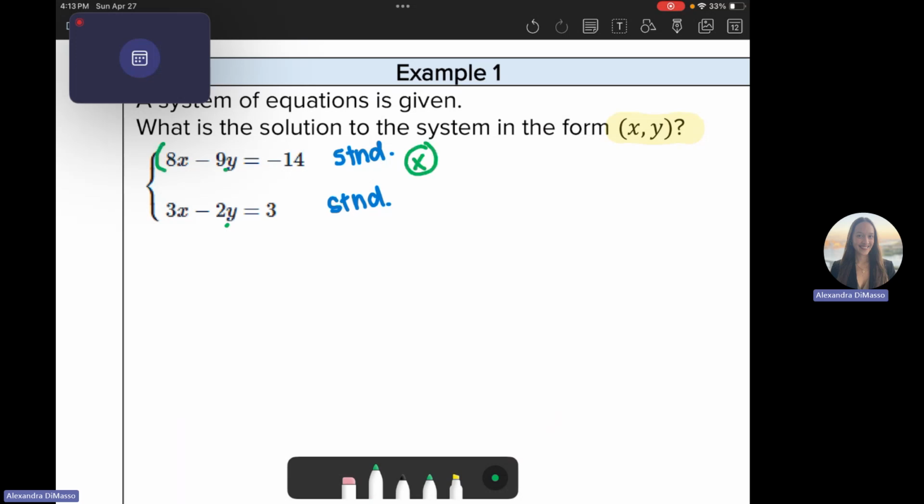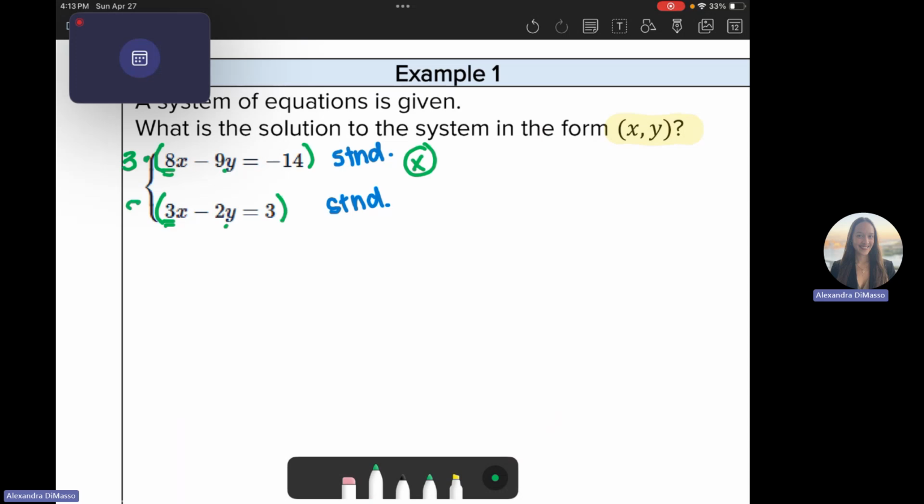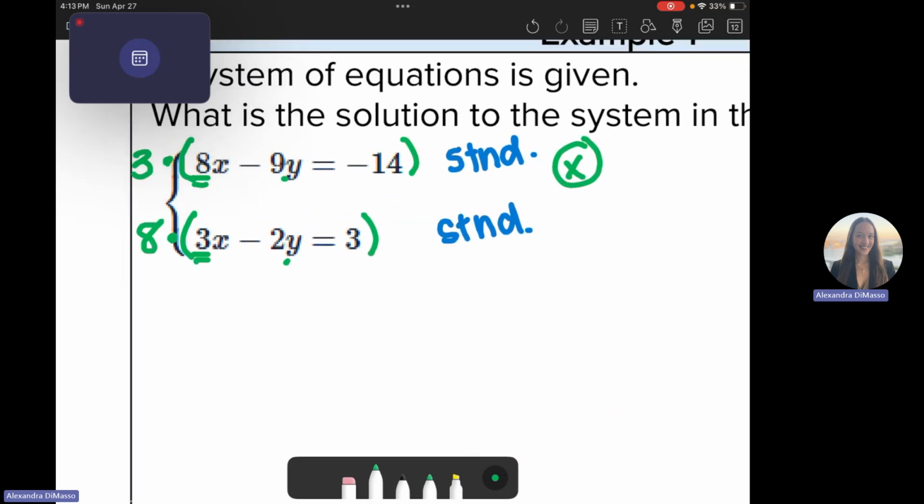In order to do this, very easy, I'm going to take the coefficient of the x variable, the number right in front of the x variable, and essentially flip-flop them. I'm going to swap them. I'm going to take this first equation and multiply it by 3. I'm going to take the second equation and multiply it by 8. And I'm going to rewrite the equations so that I can cancel out my x. I'm going to start with my first one here. This is the distributive property. 3 times 8x will give me 24x's.